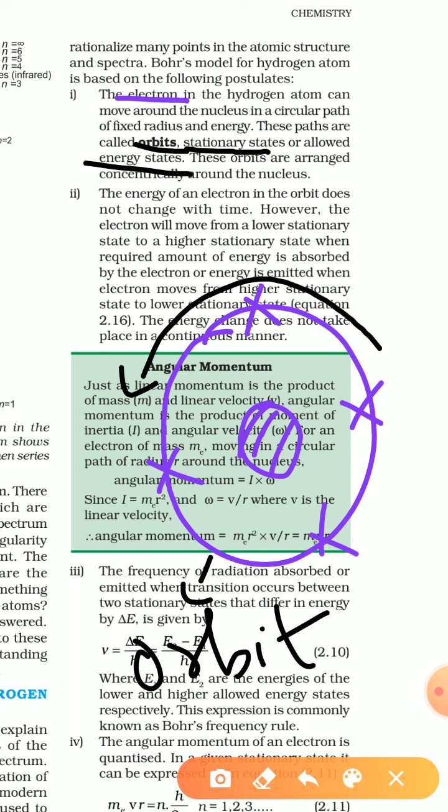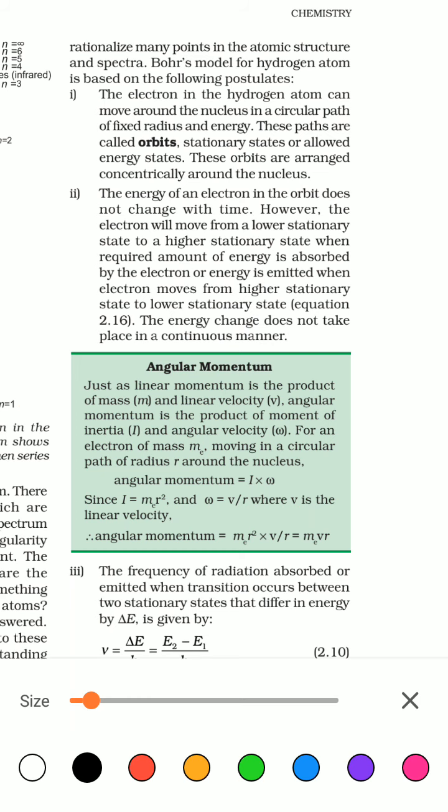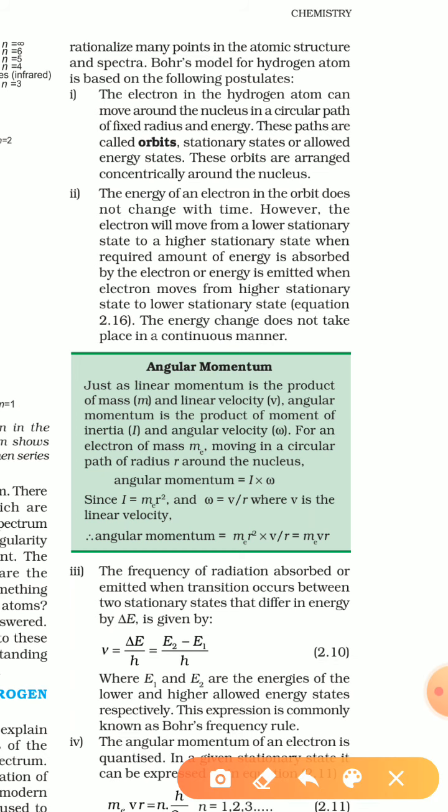Just like in the solar system model, all the planets revolve around the sun in an orbit, similarly all electrons revolve around the nucleus in a circular path, which is known as an orbit. Now, speaking further, he said one more thing. As time passes, the energy of the electron in the orbit will not change. The energy will be the same.